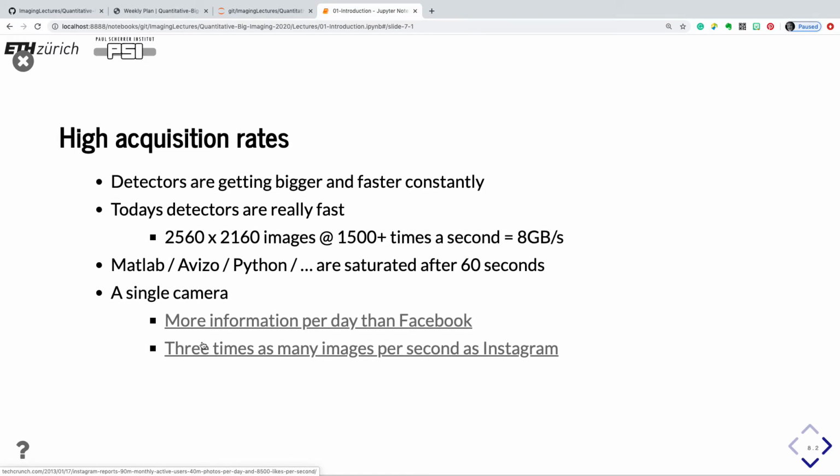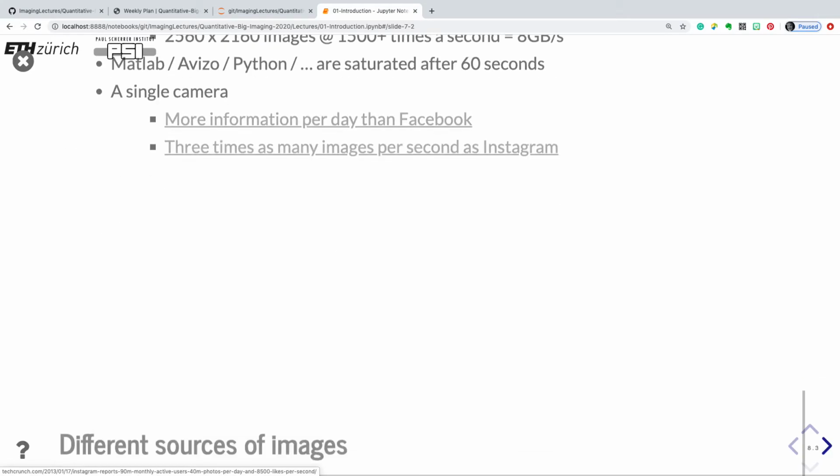So actually the thing about producing a lot of data is that today's detectors are pretty fast. You can do acquisitions at Tomcat. This example says 1,500 times a second. That's 8 gigabytes per second. And that's more information than they produce on Facebook per day. And even 3 times as many images per second as are uploaded at Instagram. So it's a huge amount of data that is produced from these systems.